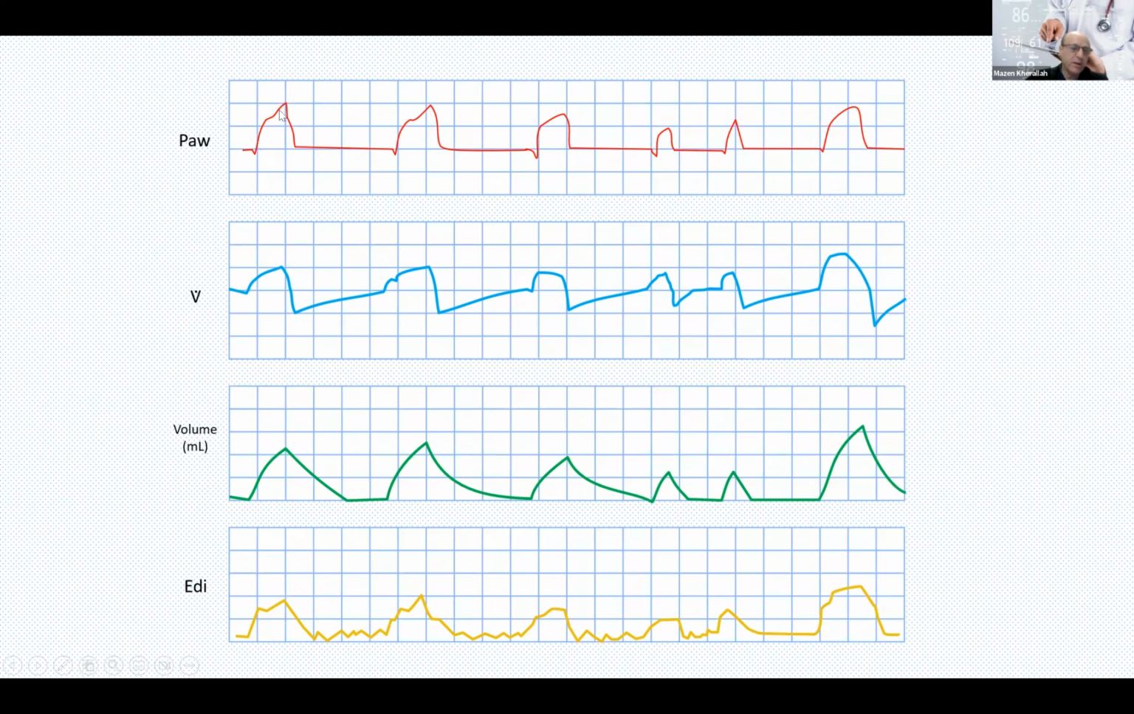It's increasing rather than constant. It is within the breath. It's not breath to breath only. It is both within the breath and breath to breath also. You can see how the pressure is changing within the breath here. It's all because of the flow assist that we have initially and the volume assist that we have at the end of the inspiration. Similarly, this is very similar to this one.